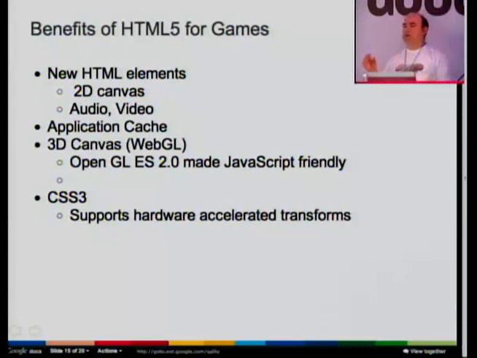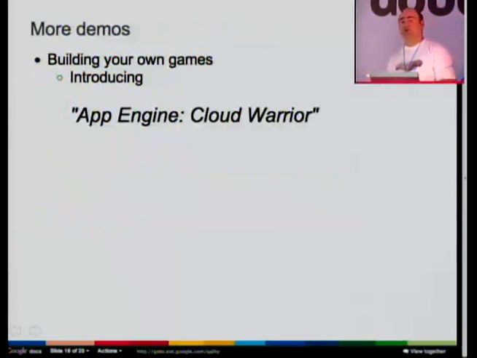Because GWT by itself takes advantage of HTML5, it uses the new HTML elements, 2D canvas, audio, video, 3D canvas or WebGL. So basically it's taking advantage of the latest technologies for nice, rich interactivity, as well as CSS3, for example, to have a nice, rich, interactive environment for your games. And the same is true for Google Web Toolkit. You want a nice, rich AJAX environment for your web applications.